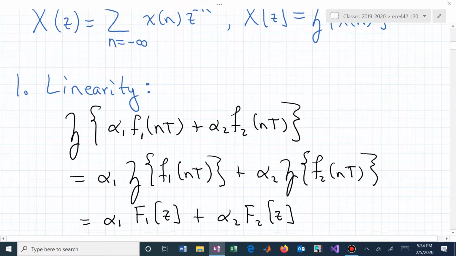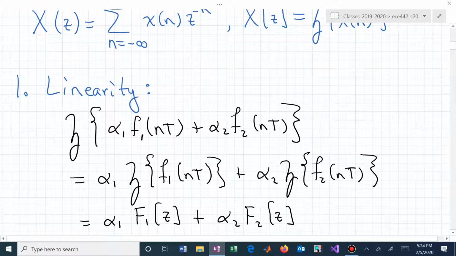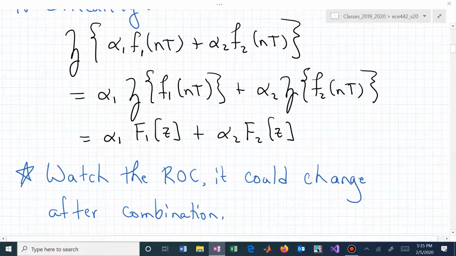The first property is referred to as linearity. If you combine algebraically, with a sum or a difference, and scale two sequences, then if you know the individual sequences' Z-transforms, you can scale and combine their Z-transforms to find the result. What you'll want to make clear, though, is that the region of convergence may change when you start combining Z-transforms.